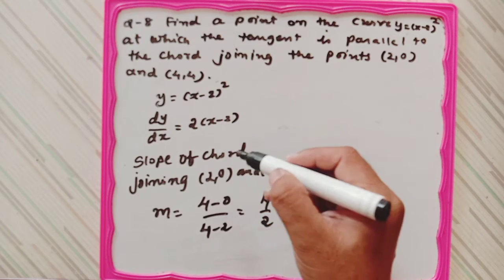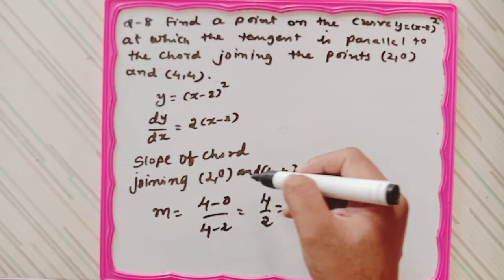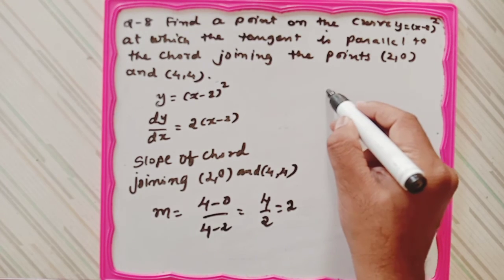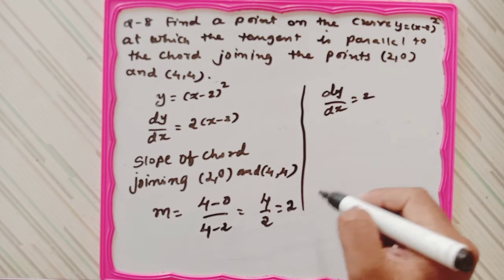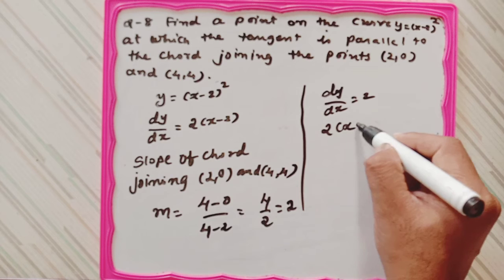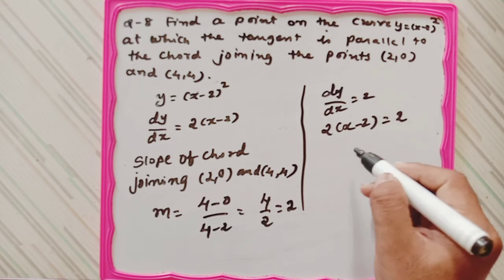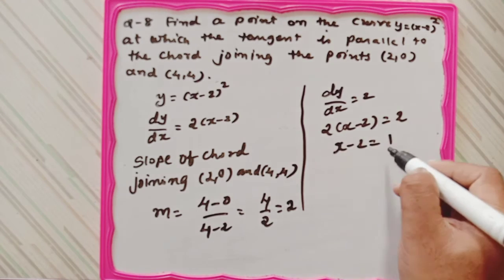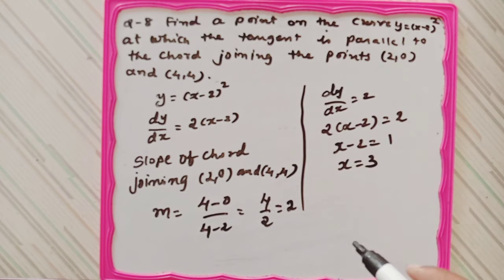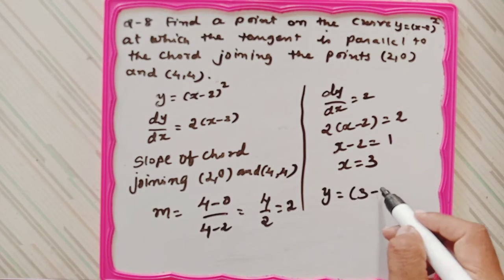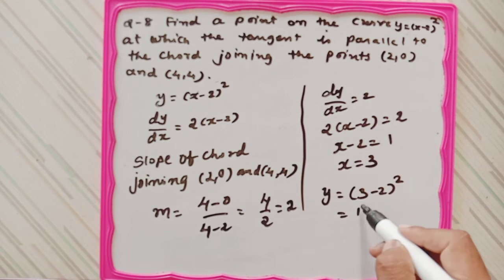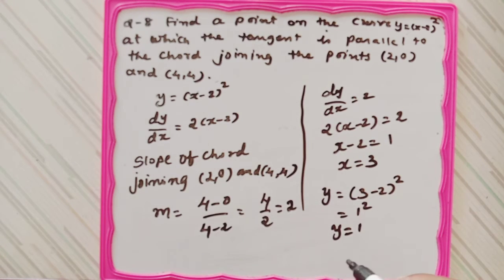Now this tangent is parallel to this chord, and so we can write that dy by dx equals 2, and so 2 into (x minus 2) equals 2. So x minus 2 equals 1, and so x equals 3. So x equals 3, then y equals (3 minus 2) square, so 1 square, so y equals 1. And so we have point (x, y) equals (3, 1).